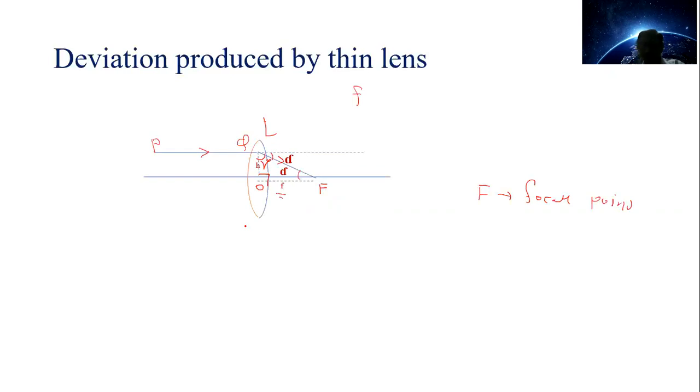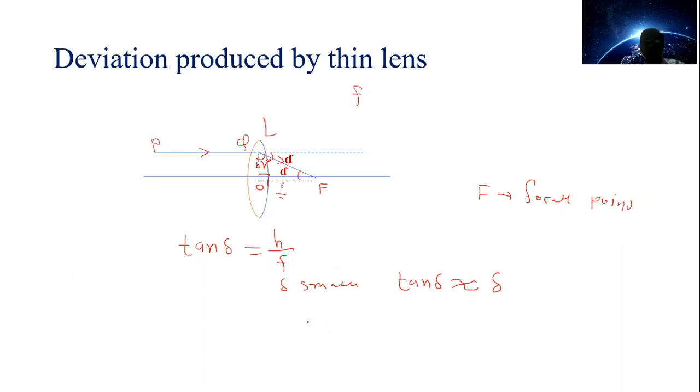Here we write tan delta is equal to what? Front side upon adjacent side. That we write here H upon L. If delta is very small, then tan delta is approximately equal to delta.